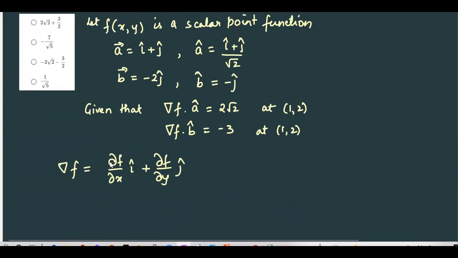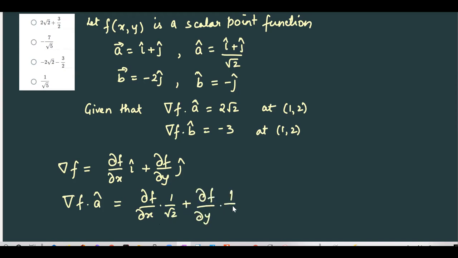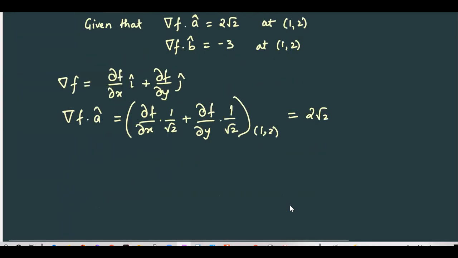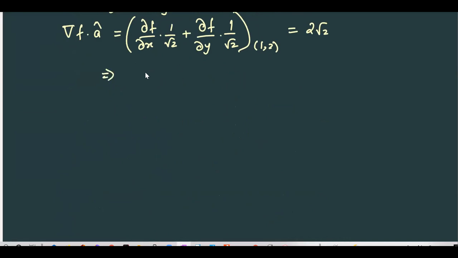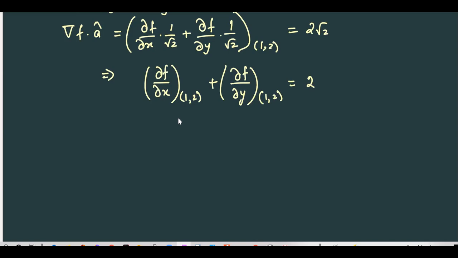Now f is a function of x and y. After this, you dot it with a cap. So grad f dot a cap is dou f by dou x times 1 upon root 2 plus dou f by dou y times 1 upon root 2 at 1 comma 2 is equal to 2 root 2. So from here, what do we do? Multiply throughout by root 2. So you get dou f by dou x at 1 comma 2 plus dou f by dou y at 1 comma 2 is equal to 2. All right, so this is equation 1.